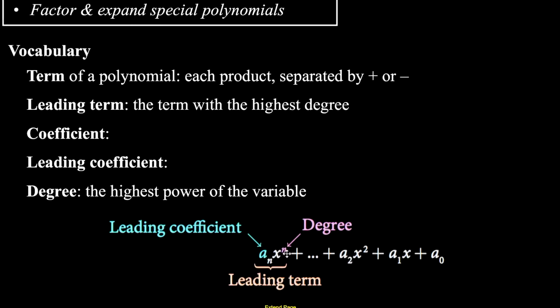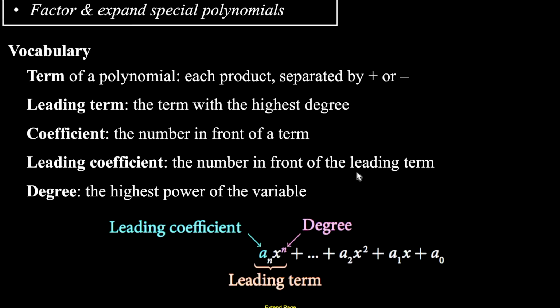So down here in this example on your notes, the highest degree is the variable that has the biggest number exponent. The coefficient is the number in front of a term. It's the number part of a term. And the leading coefficient is the number in front of the leading term.